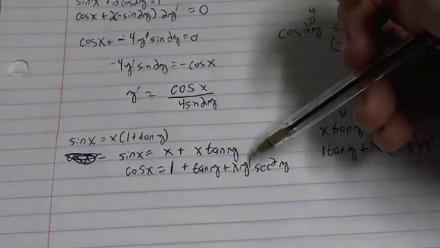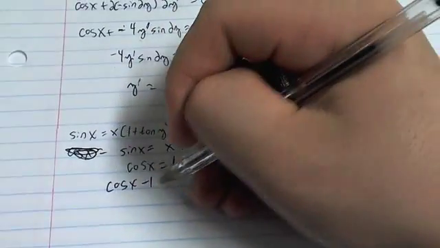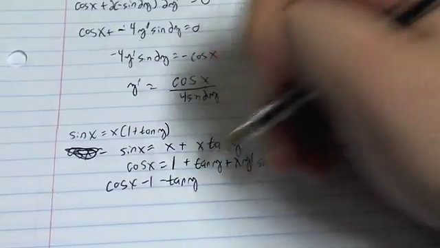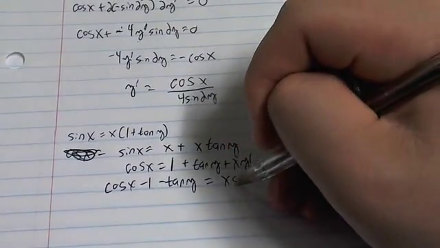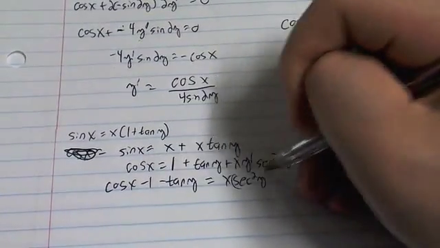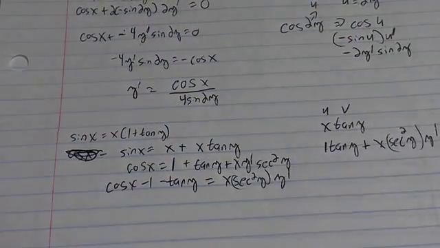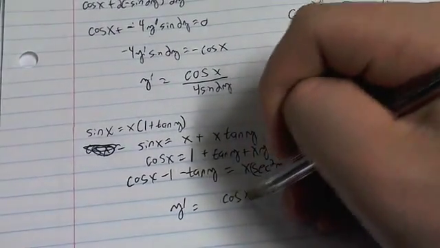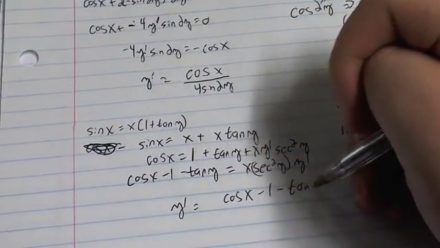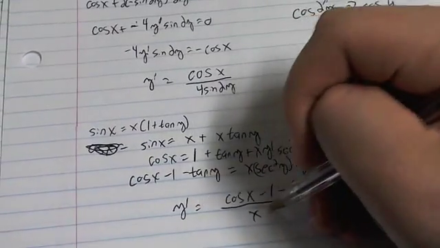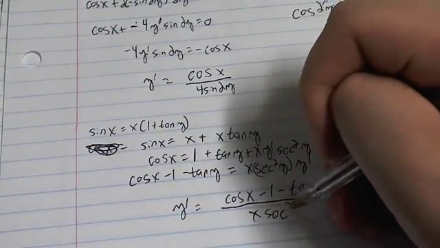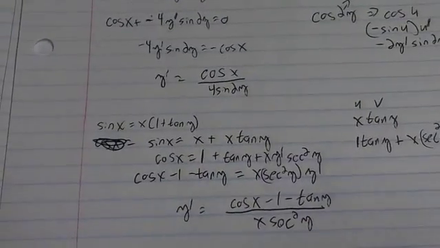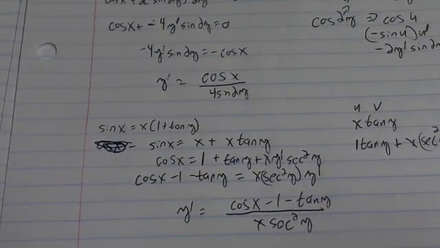So take everything else that doesn't have a y prime to the other side, which would be just this. So it'll be cosine of x minus 1 minus 10y is equal to x secant squared y times y prime. So we divide by x secant squared y on both sides. So y prime is equal to cosine x minus 1 minus 10y divided by x secant squared of y. And again, that's pretty much all you need to know.